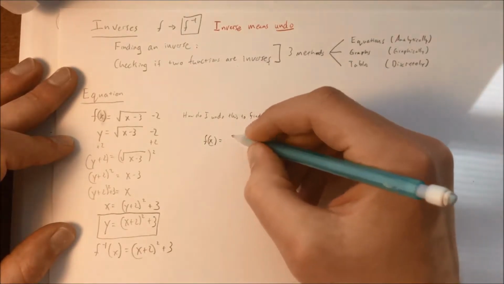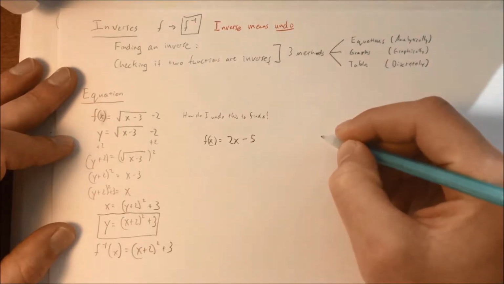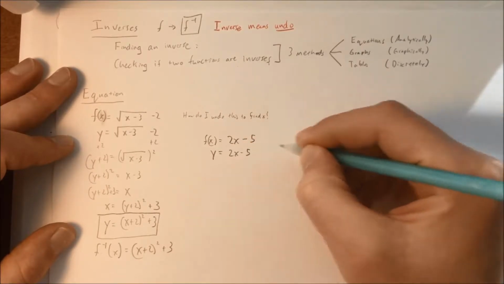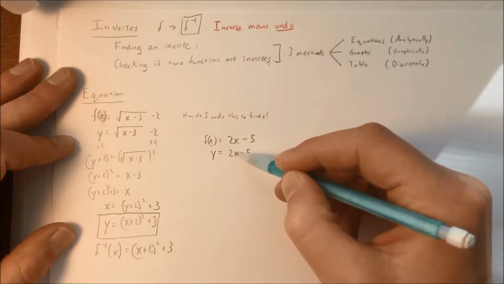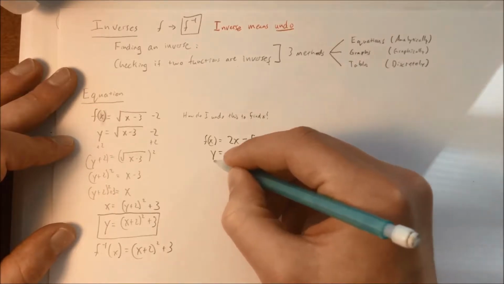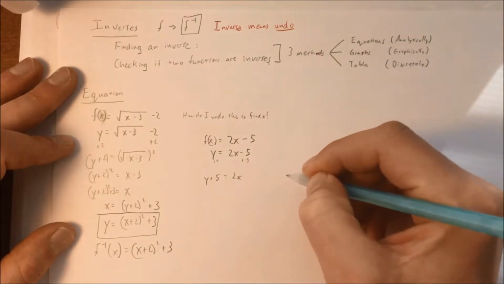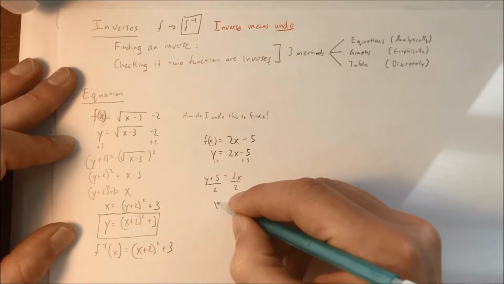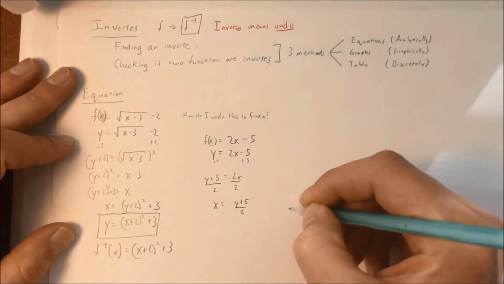We'll just do a nice linear equation. 2x minus 5. So that's really the same as y is equal to 2x minus 5. So I want to go backwards. What if I want to go backwards or invert it to find x? So first thing I'm going to do is add 5 to both sides. y plus 5 is equal to 2x. I'm going to divide everything by 2. So x is equal to y plus 5 divided by 2.